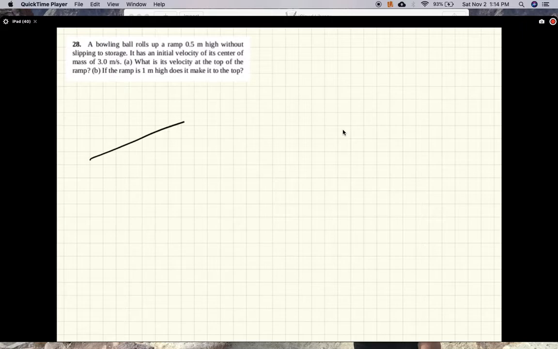All right, so this time we have the bowling ball. So here's the ramp. Here is its velocity initially, and it's rolling without slipping. And at the top, we want to find it. So this is the initial velocity, there is the final velocity.